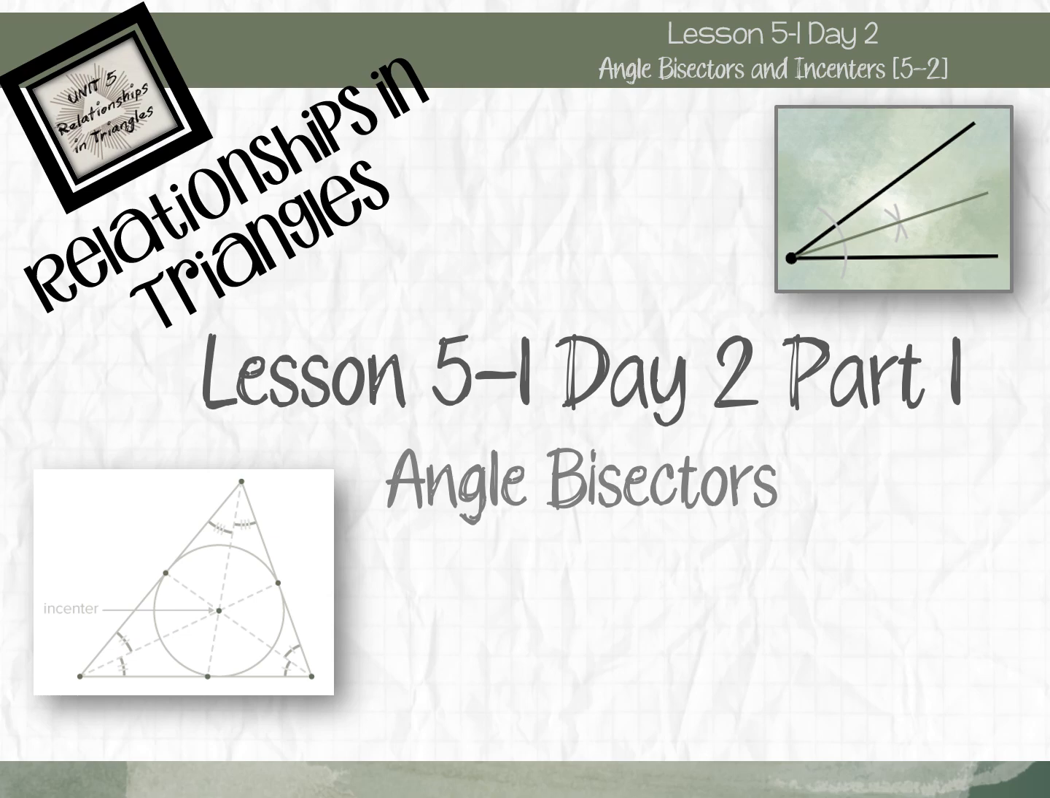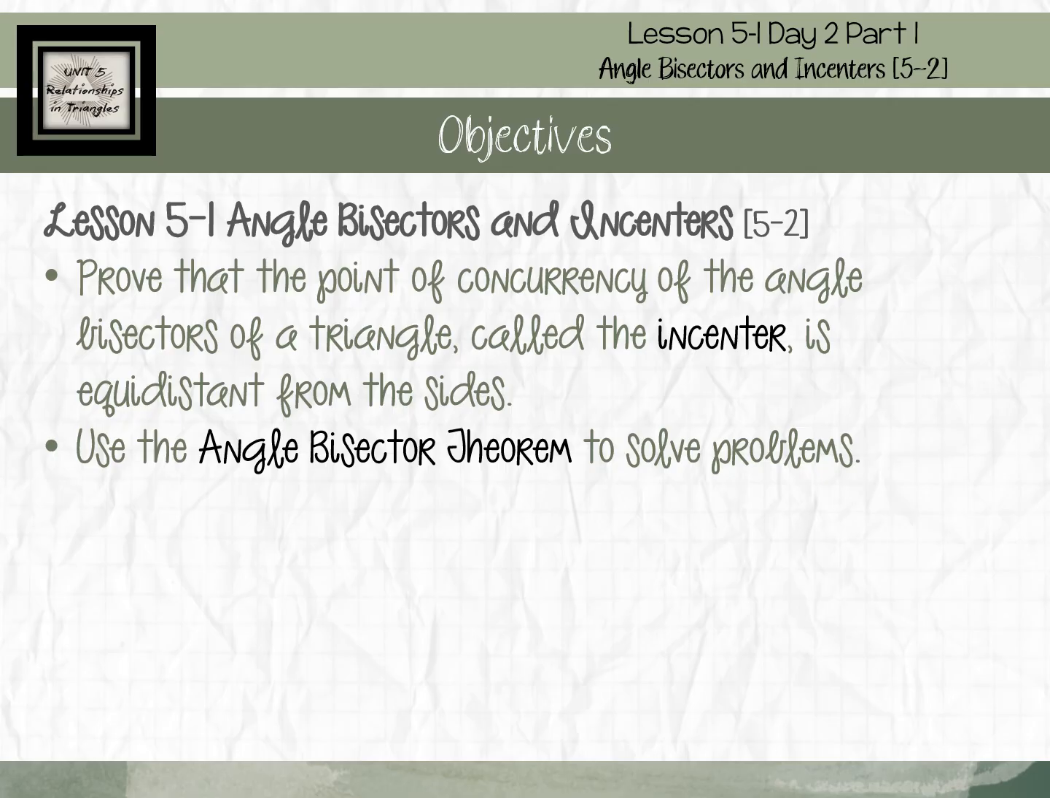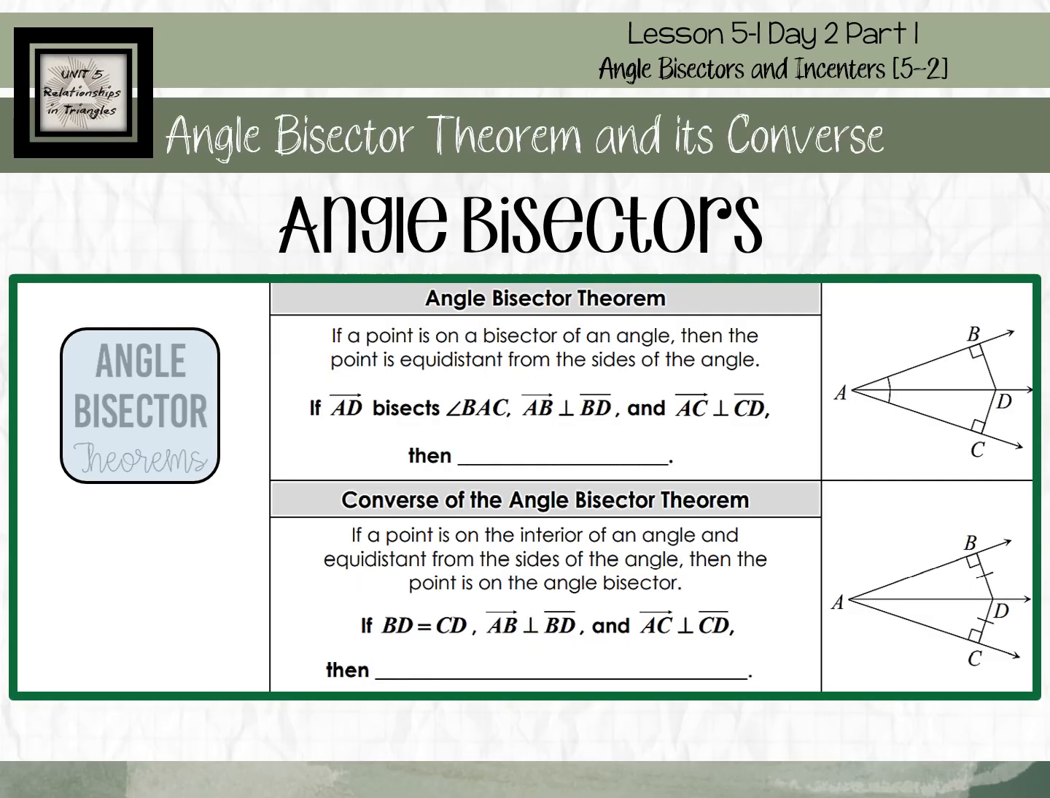The first of today's topic is angle bisectors. Lesson 5.1, angle bisectors, and then incenters is in lesson 5.2. Prove that the point of concurrency of the angle bisectors of a triangle is called the incenter, which we will find when we do our Desmos activity, is equidistant from the sides. We're going to use the angle bisector theorem to solve problems.